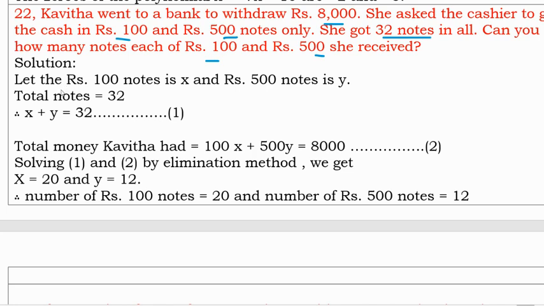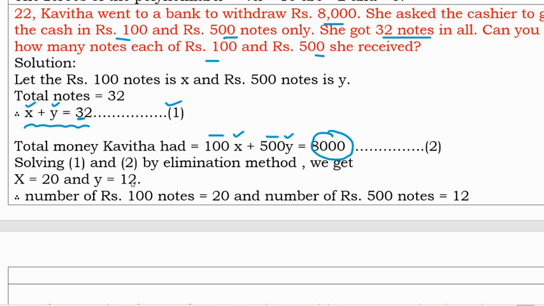So we don't know the number of 100 and 500 notes. Let us take the 100 notes as x and the 500 notes as y, and the total notes she received is 32. So x plus y is equal to 32, which will be the first equation, students. The total money she had is 100 into x plus 500 into y is equal to 8,000. So total cash is 8,000.